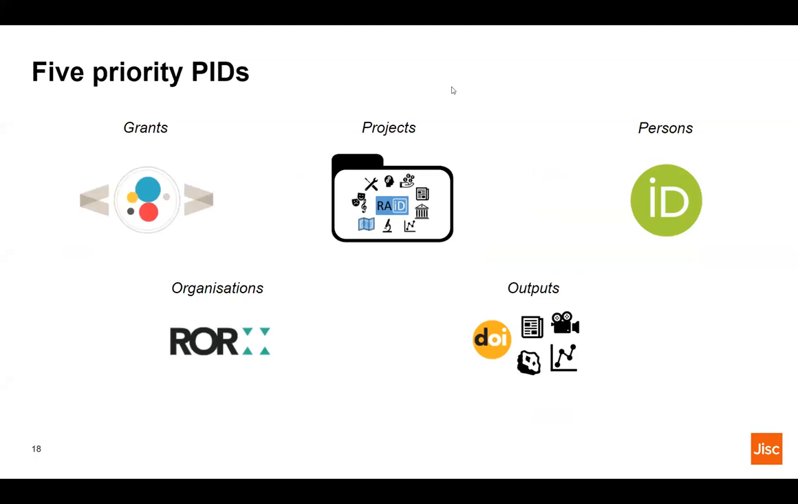So there are the grant IDs, there are project IDs for which the community went for RAID, person identifiers, so ORCID is the de facto standard for that. Organizations, and RAW has already emerged as the most used organization identifier. So that's the obvious candidate. And DOIs for outputs were our priority because they are the most used, and our aim was coverage and accessibility.